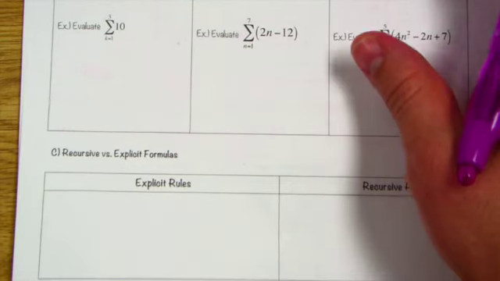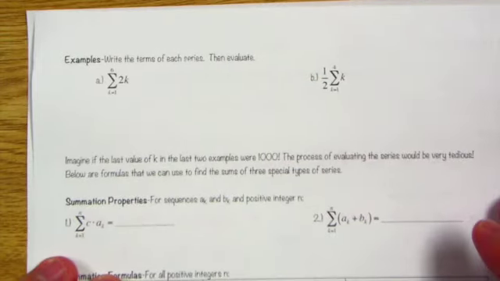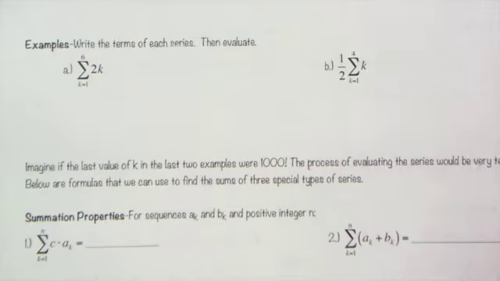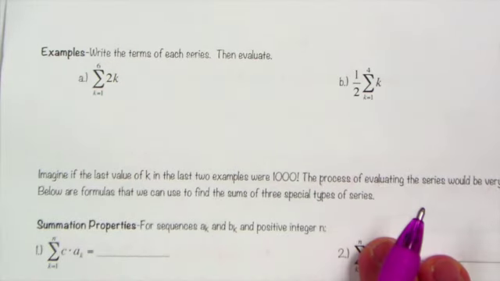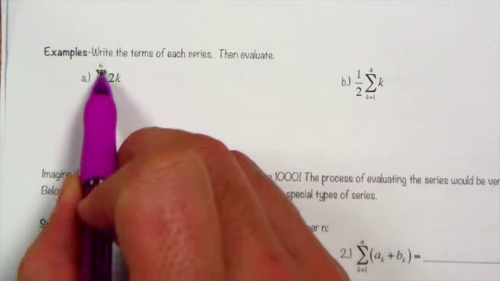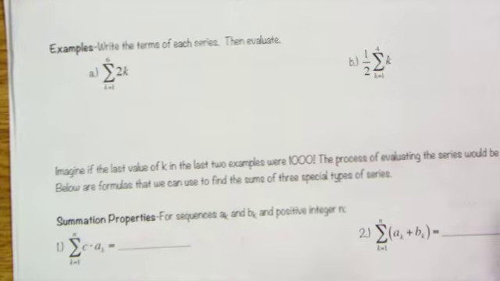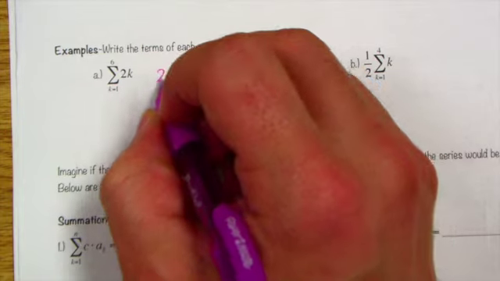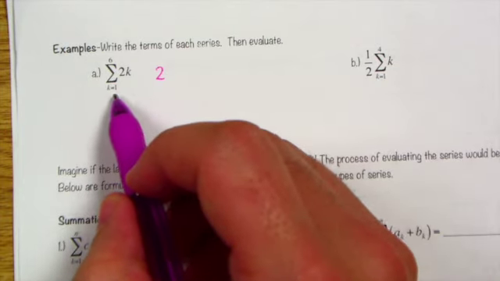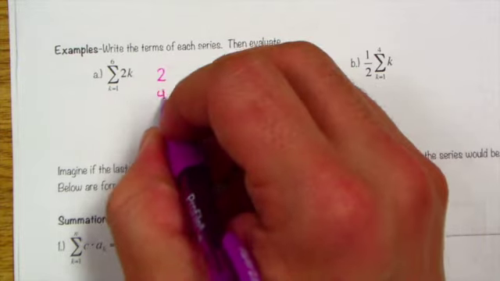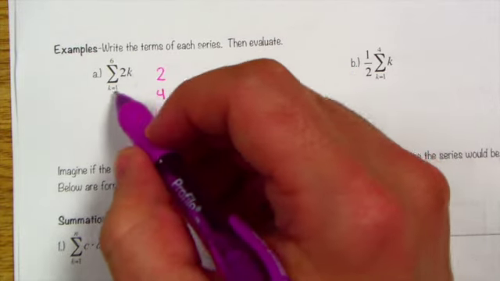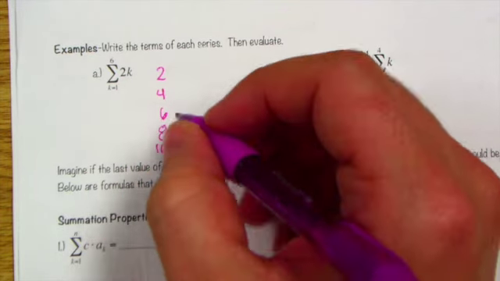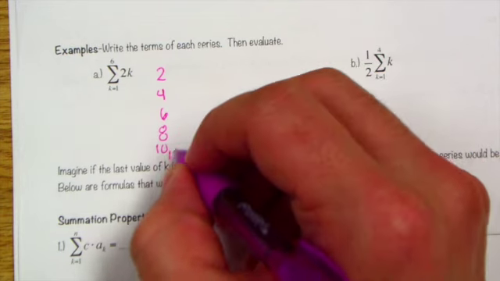Here's some examples of what sums look like. So zoom in here a little bit. So the first one is the sum of 2k from 1 to 6. So what we do is we just plug, since 1 is our first number, I'm going to plug in 1. 2 times 1 is 2. Okay. Now I'm going to plug in 2. 2 times 2 is 4. 3 times 2 is 6. 4 times 2 is 8. 5 times 2 is 10. And I ran out of room. 6 times 2 is 12.